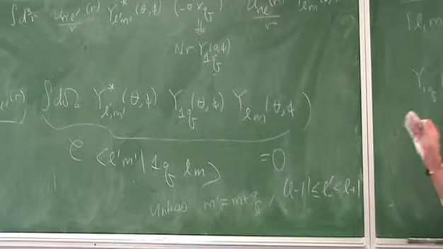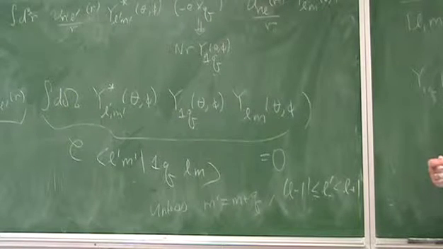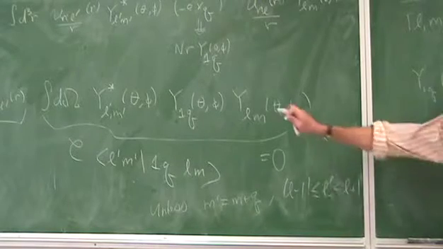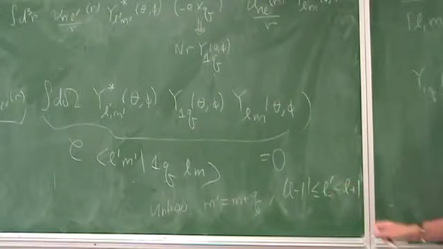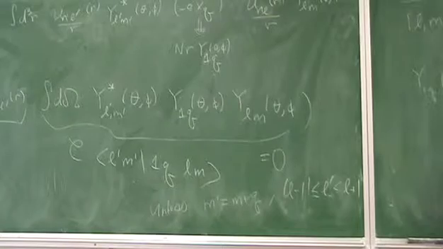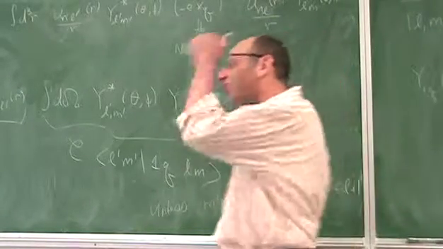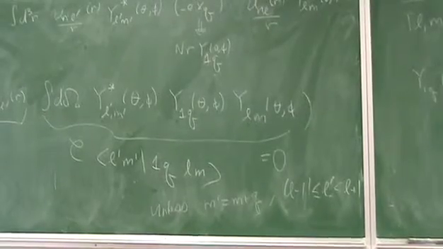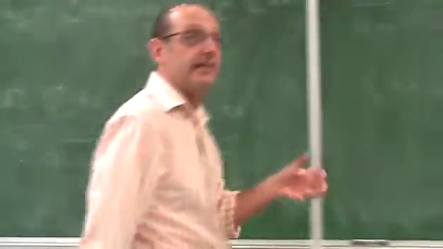Parity told us that the difference between L and L prime was odd. Angular momentum tells us that if we have a dipole, it can only change by 1 unit, because the dipole is a vector. And because the dipole is a vector, it is a rank 1 tensor. And because it is a rank 1 tensor, it only has 1 unit of angular momentum. That's why the photon has 1 unit of angular momentum, and its spin is h bar. It's all about rotation symmetry.